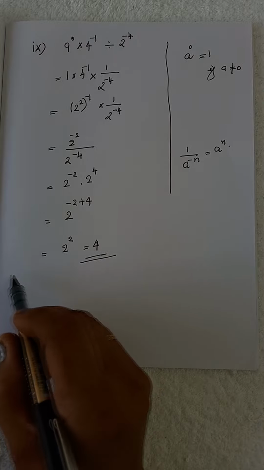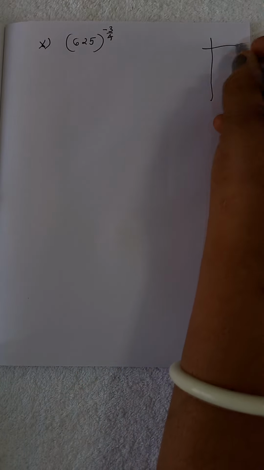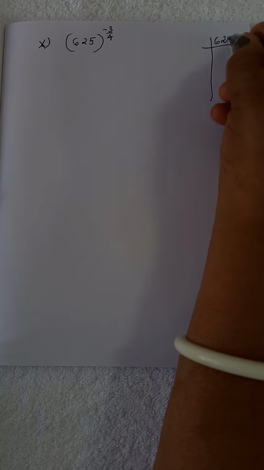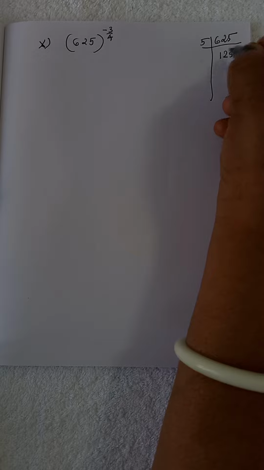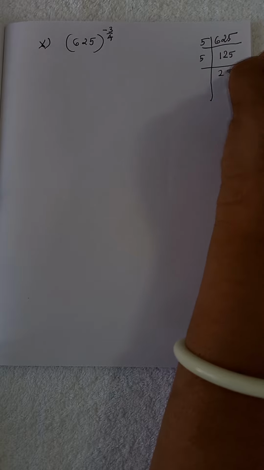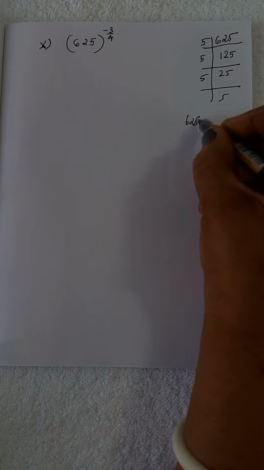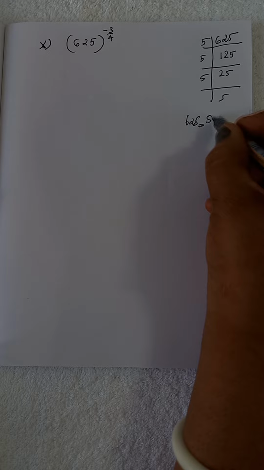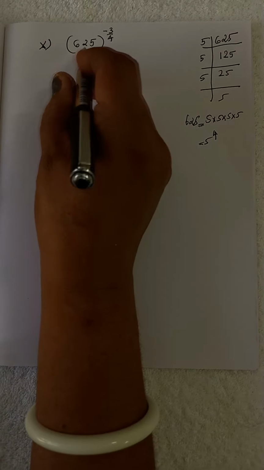Next, the 10th question is 625^(-3/4). So we can factorize this 625 with 5: 125, again with 5, 25, with 5, 5. So 625 is equal to 5 into 5 into 5 into 5. That is 5^4. So we can replace this 625 with 5^4.